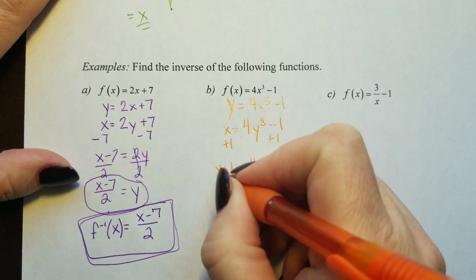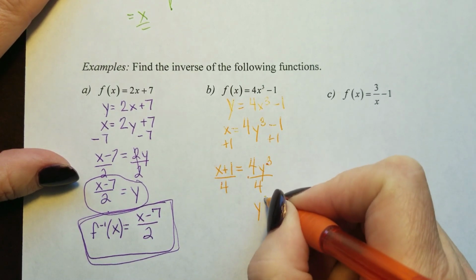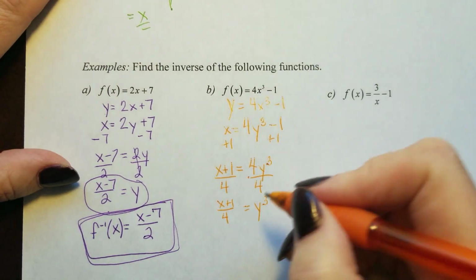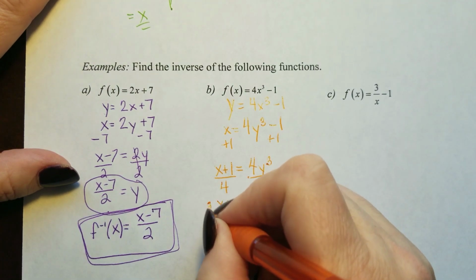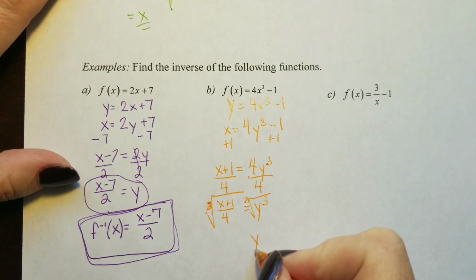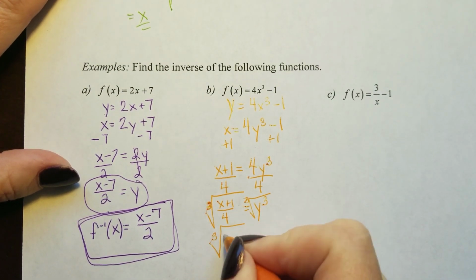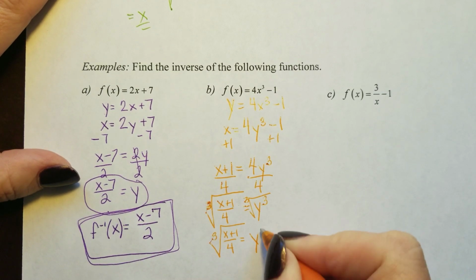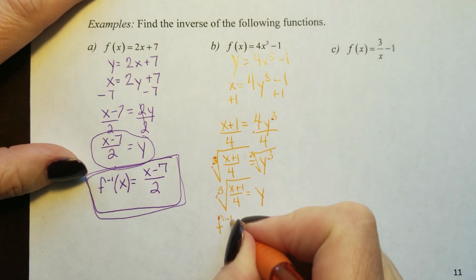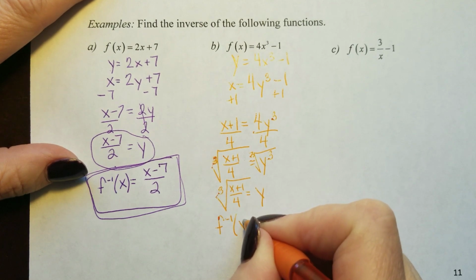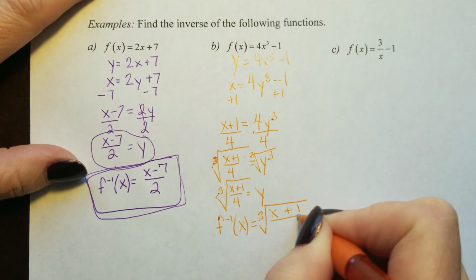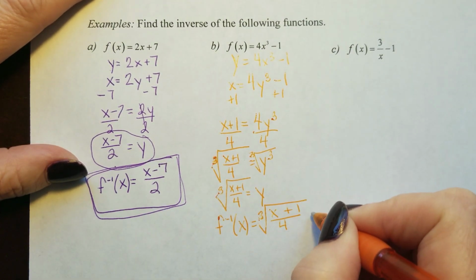Then I'll divide by 4. And I get y cubed is equal to x plus 1 divided by 4. I want y by itself, so I'm going to take the cube root of that. That's really messy. So I have y is equal to the cube root of x plus 1 over 4. And I'm going to change that y into our inverse function notation. So f inverse of x is equal to the cube root of x plus 1 over 4. And make sure that whole fraction is under the radical.